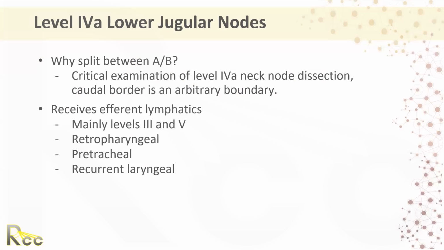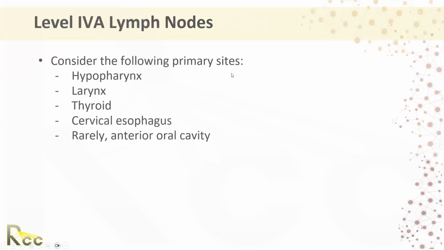So let's go now into level 4. Level 4 is split between level 4A and level 4B. Why is that? When they look at a level 4A surgical lymph node dissection, they don't go all the way down to the manubrium. So there is an arbitrary border caudally in the inferior aspect that splits 4A and 4B. Now 4A receives, again, efferent lymphatics from 3 and 5, retropharyngeal, pretracheal, and recurrent laryngeal lymphatics. You would consider it definitely as primary echelon lymph node drainage for hypopharynx, larynx, thyroid, cervical esophagus, and rarely, but sometimes even anterior oral cavity.